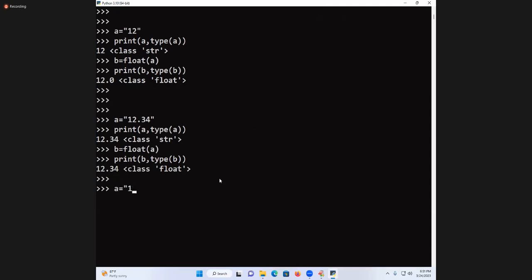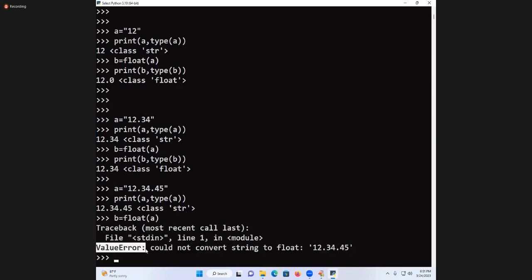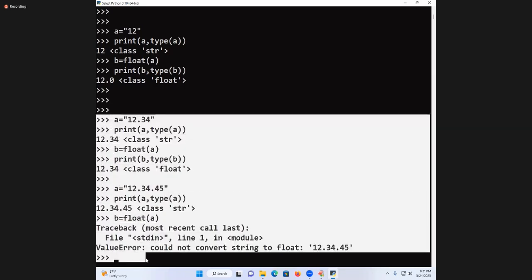Next example, I will write it. A is equal to 12.34.45. It is not possible to convert. That means the float function is looking for one dot only, but another dot is there. That is called impossible conversion. You see, print A, it is of str type only, but it is going to give you what error? That means the float function is having which conversion? One dot, left side some numeric, right side some numeric. Then only you can convert it. Did you understand the technique here?